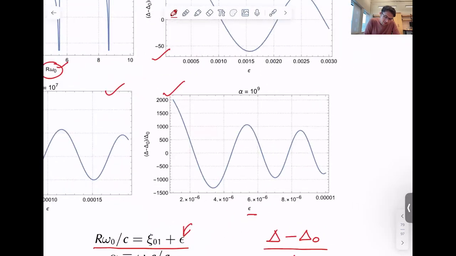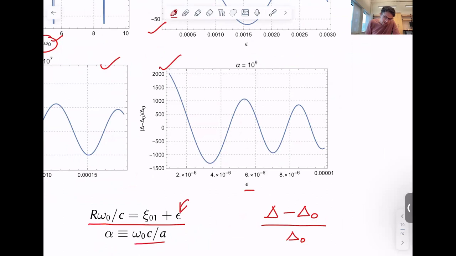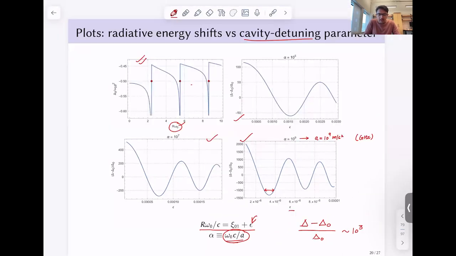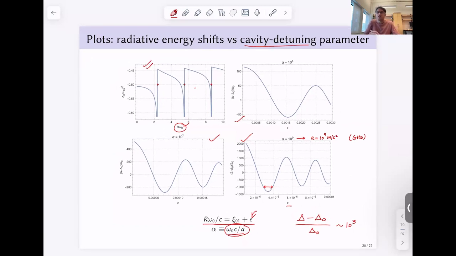And for example, we can have a look at this plot. Alpha is this dimensionless ratio, omega naught c over the acceleration that you give to the atom. And alpha 10 to the 9 in this case, in fact, corresponds to acceleration 10 to the 9 meter per second square. I think this number is for a Rydberg atom. So here you can see that again, there is a range of epsilon, so you again have some freedom in specifying the cavity radius. And if you do so, you can even have this ratio of the order of 10 to the 3. According to my understanding, this is due to the plot we just saw about gamma nu and how the lamb shift depends on gamma nu.